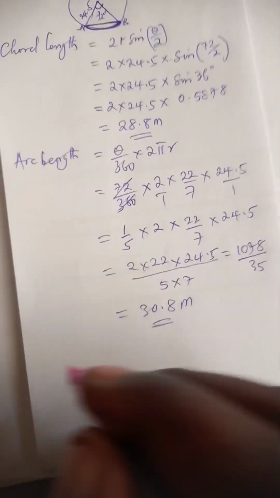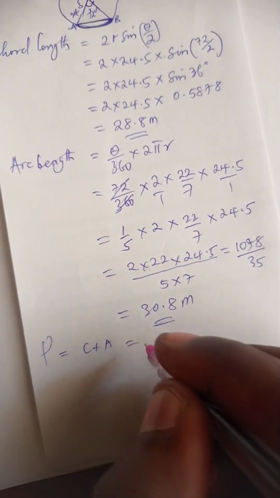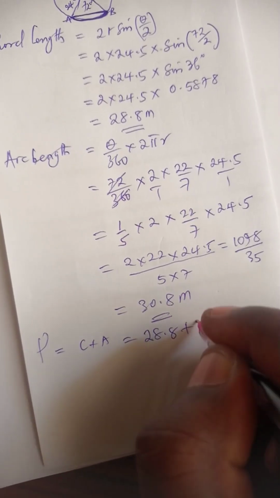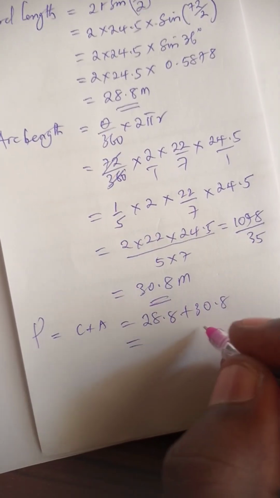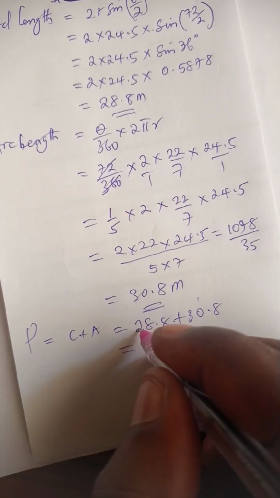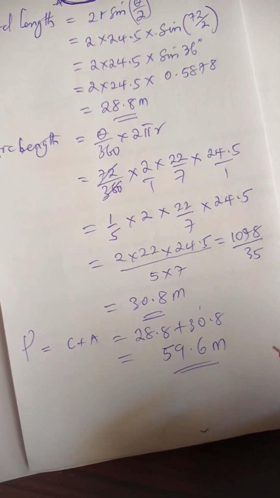meters. So the perimeter will be equal to C plus A. If I take the numerals, I'll be having 28.8 plus 30.8, which will finally give me what? This plus this will be 16. Take one to this place, this one will be 9. This plus this will give you 5. So it will give you 59.6 meters.